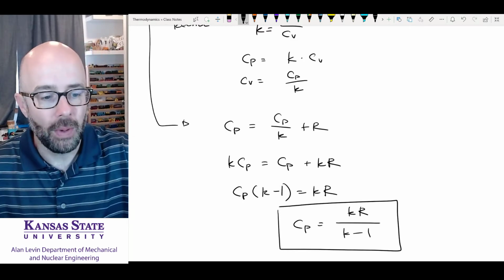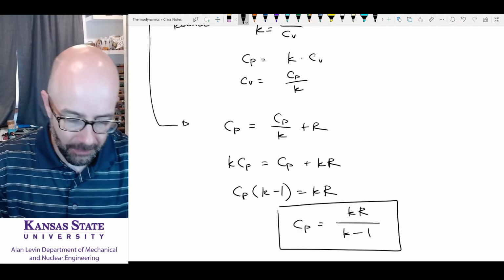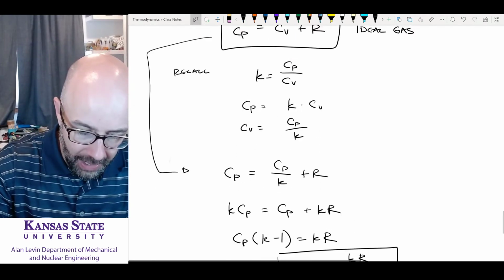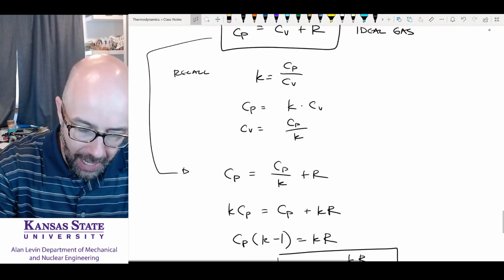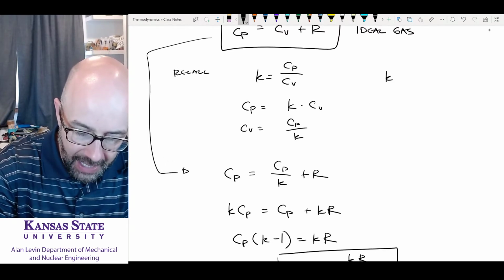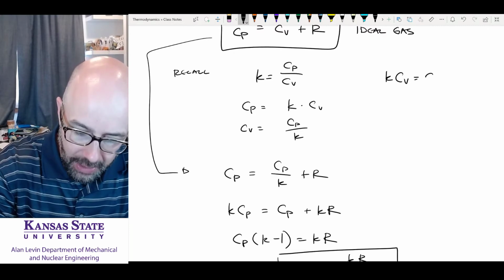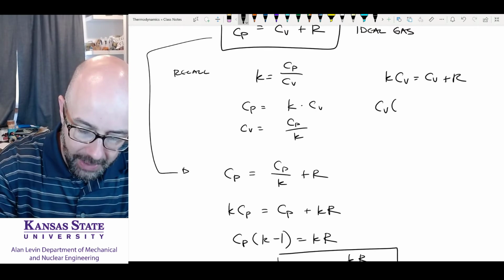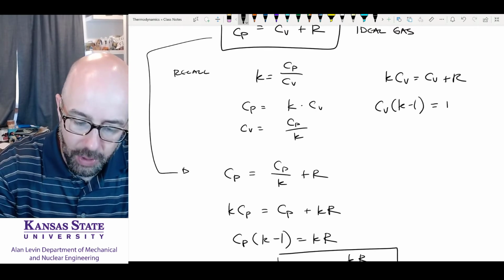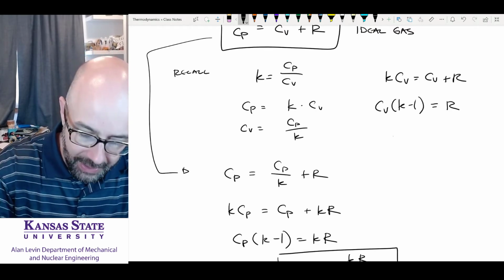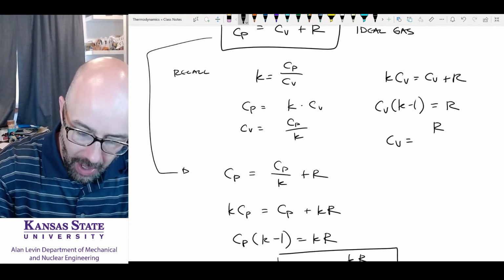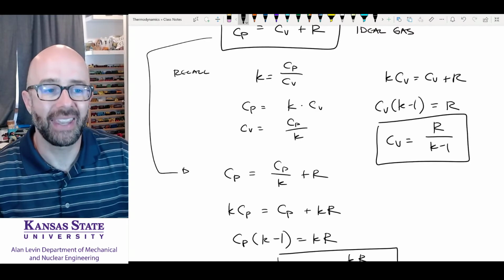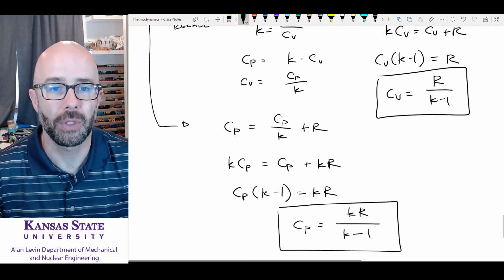Okay, now let's see how we would calculate what our C sub V is. We can go up here to the same calculation that we had before. I can say that K times C sub v is equal to C sub v plus R. Or I can say C sub v times (K minus 1) is equal to R. Or I can say that C sub v is equal to R all over K minus 1. Okay, so that's how we can calculate what C sub v is equal to.